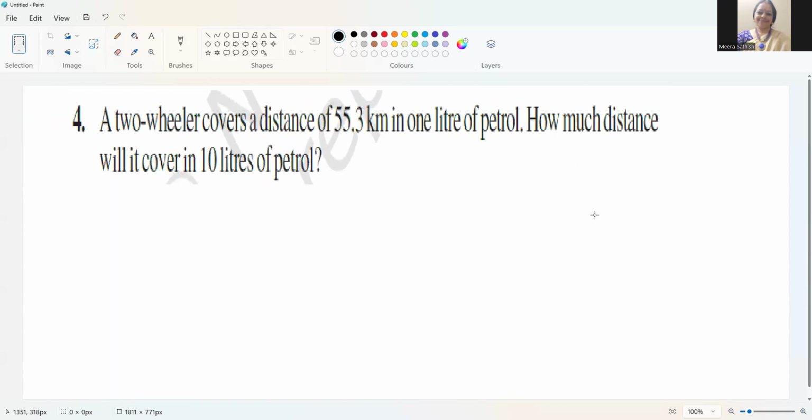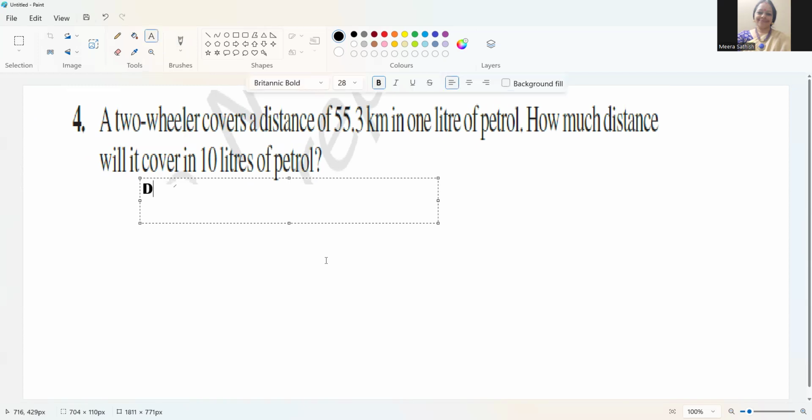A two-wheeler covers a distance of 55.3 kilometer in 1 liter of petrol. How much distance will it cover in 10 liter of petrol? The same type of question we did in fractions, no, here it is in decimal. So distance covered in 1 liter. So first we can write the statement as: distance covered in 1 liter petrol is equal to 55.3 kilometer.